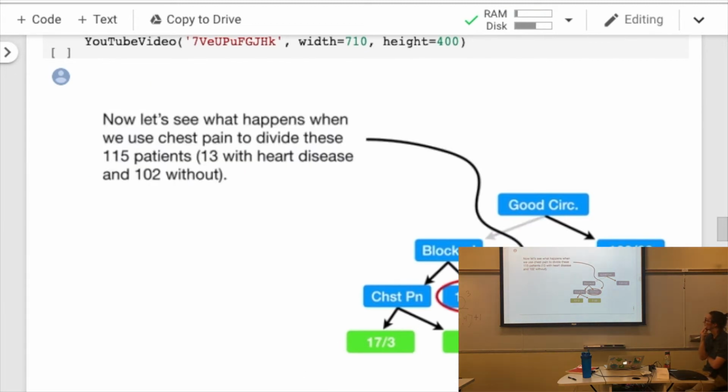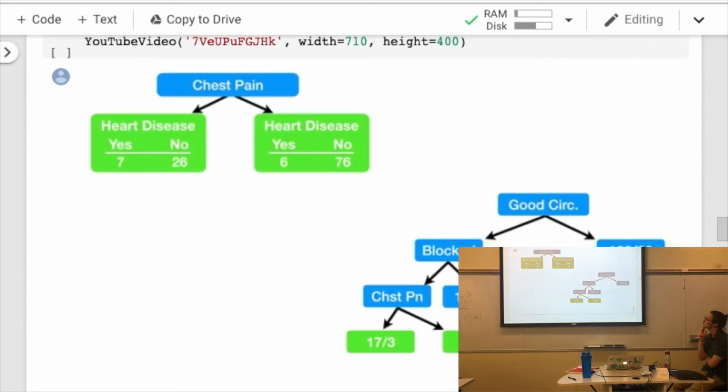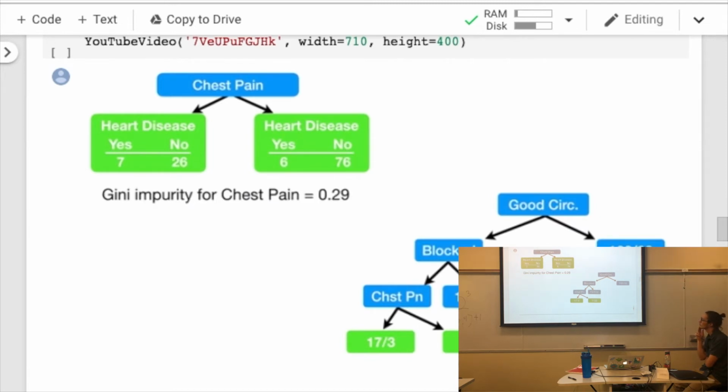Now let's see what happens when we use chest pain to divide these 115 patients, 13 with heart disease and 102 without. Note, the vast majority of the patients in this node, 89%, don't have heart disease. Here's how chest pain divides these patients. Do these new leaves separate patients better than what we had before? Well, let's calculate the Gini impurity for it. In this case, it's 0.29.